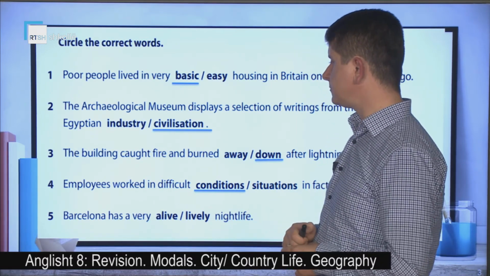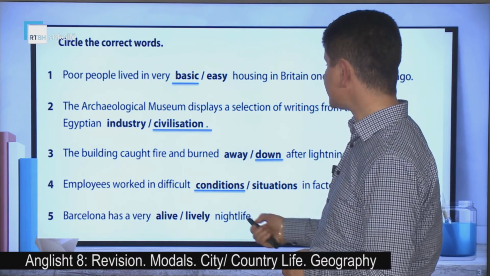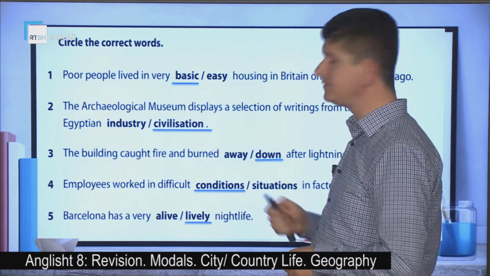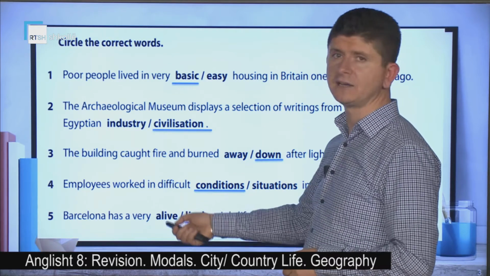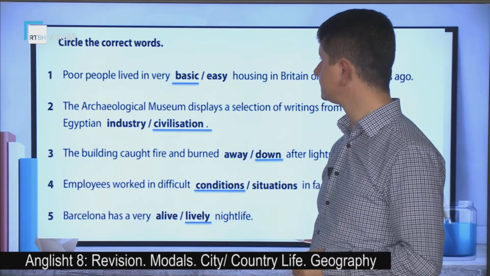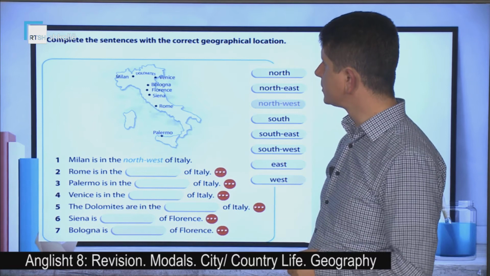The last sentence, Barcelona has a very lively nightlife. Not alive, gjall, lively. Let's move on with another exercise.